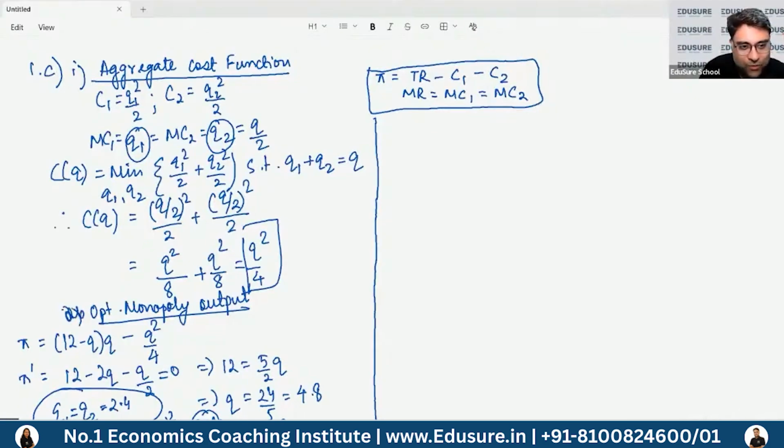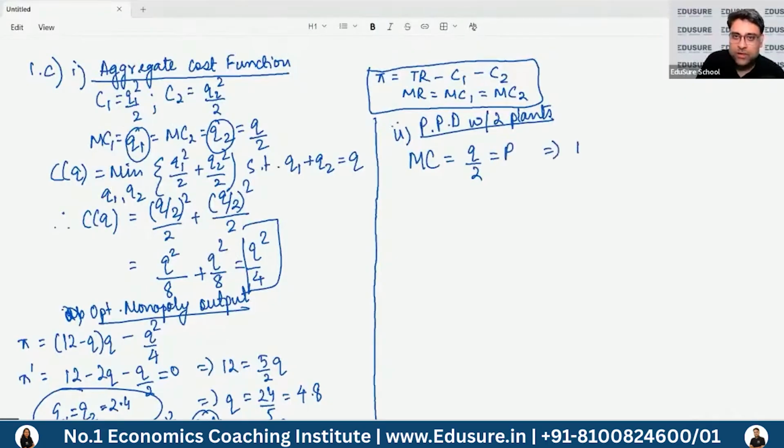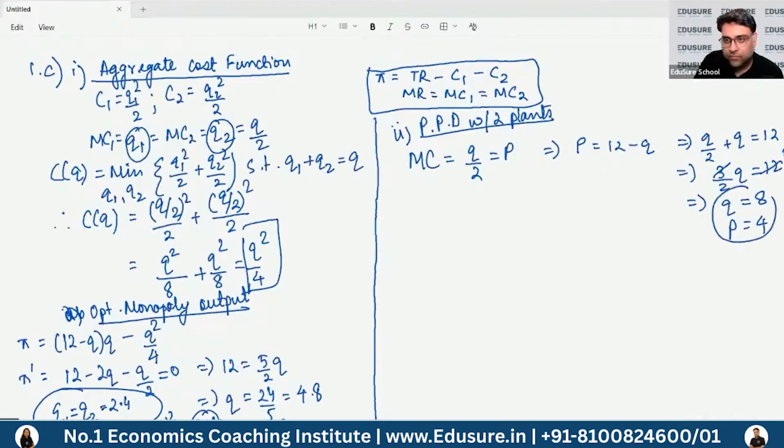Now, this is not actually part 2. Part 2 is perfect price discrimination. Now, perfect price discrimination with 2 plants. Marginal cost, take it out. Marginal cost is basically Q by 2, which is equal to price. So price is Q by 2. Therefore, P was equal to 12 minus Q, so Q by 2 plus Q is equal to 12. So 3 by 2 Q is equal to 12. Q is equal to 8. P is equal to 4. This is the perfect competition case.